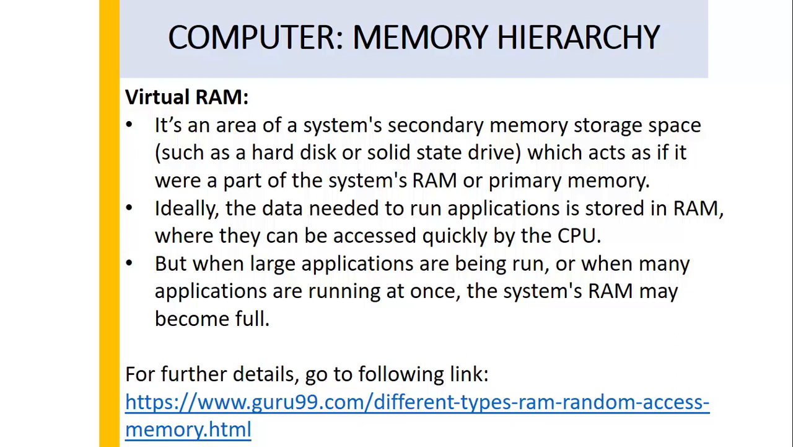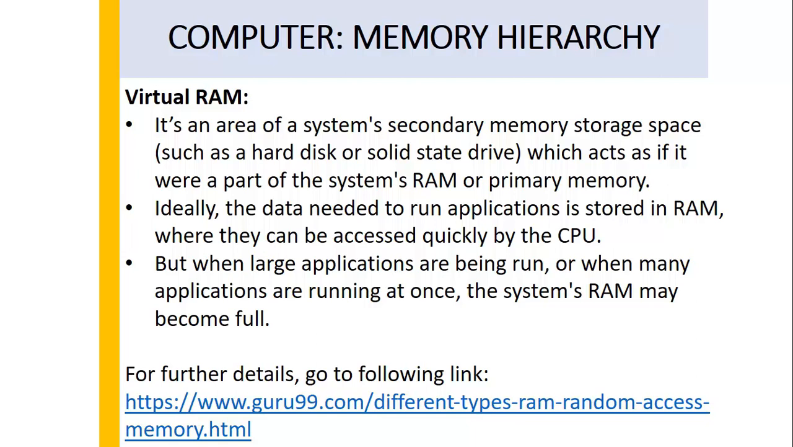Suppose we have a program that is bigger than the size of the RAM available. Then we use a part of the hard disk as RAM. That is called virtual RAM. It's an area of system secondary memory storage space, such as a hard disk or an SSD, solid state drive, which acts as if it were a part of the system RAM or the primary memory.